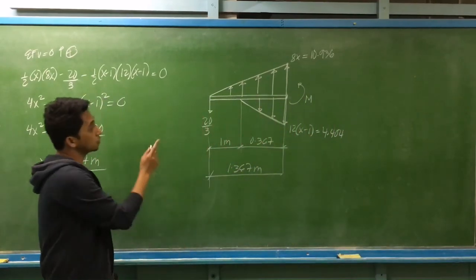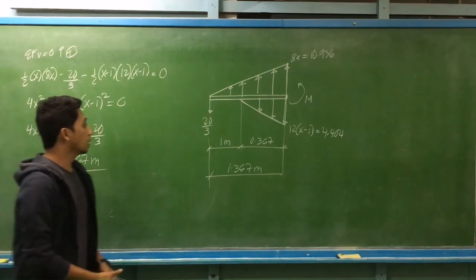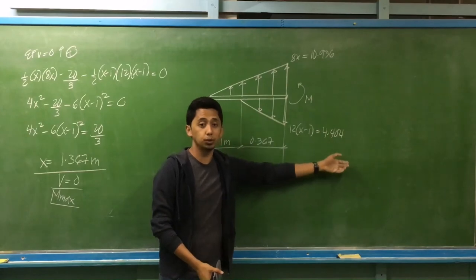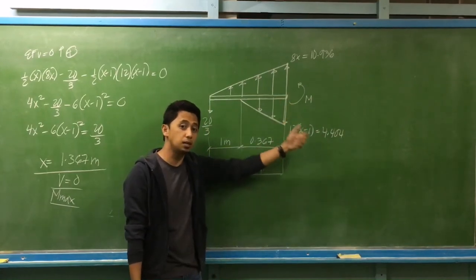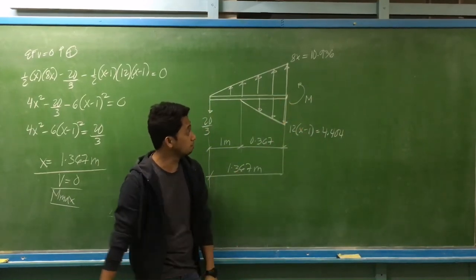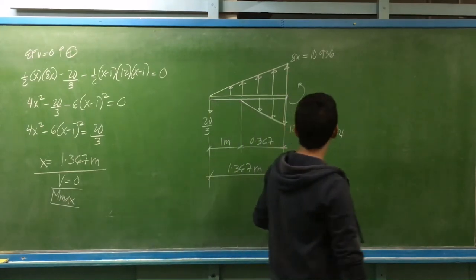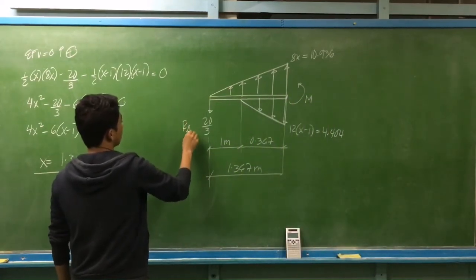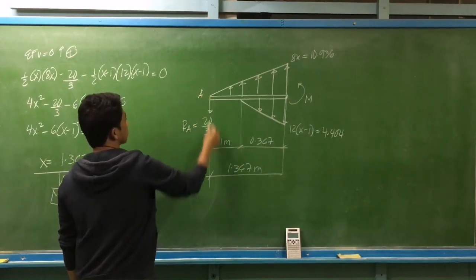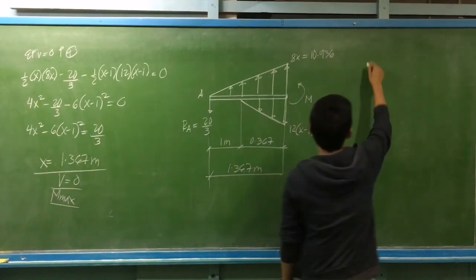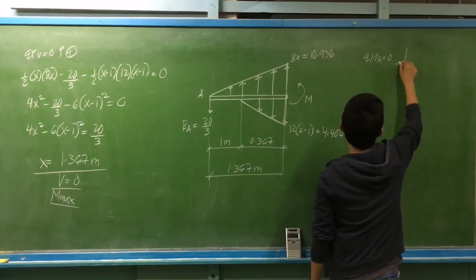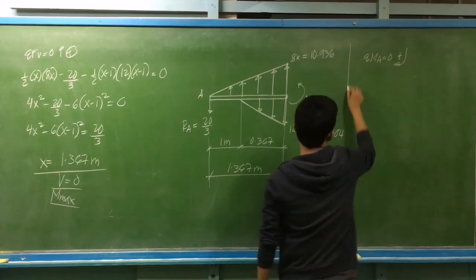So all we have to do is determine that value of moment. Okay, that value of moment in the conjugate beam is equal to the value of the deflection on that real beam. So let us determine the moment. So I can do summation of moment about point A. So this is summation of moment about A equal to 0, clockwise moments to be positive.